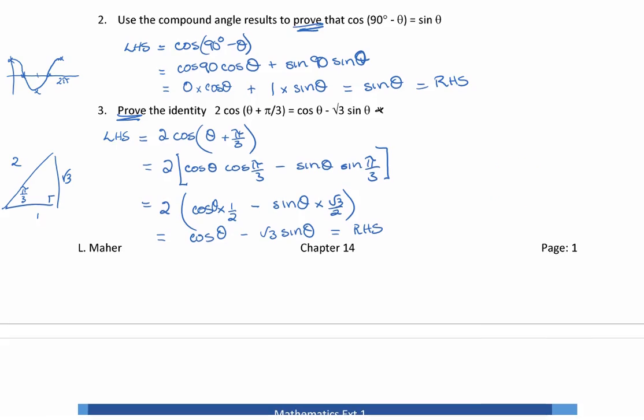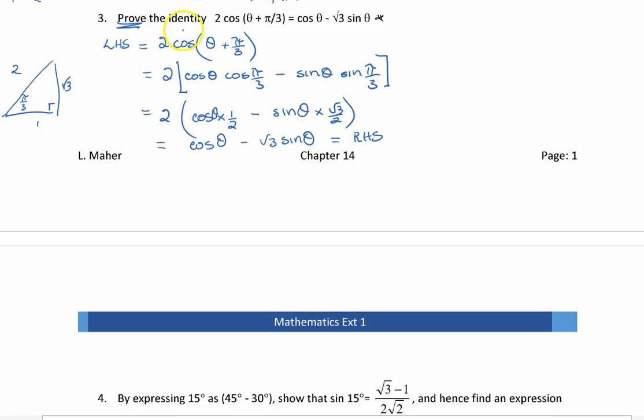Example 3. Again, I wouldn't spend any time trying to learn this. You may never see it again. There's nothing that special about it. It's not something that you need to be able to recall automatically. It's prove this identity. So let's again take the left-hand side, 2 cos of theta plus pi on 3. What do you see there when you write that? Hopefully you see that you've got the cos of compound angles, two angles.